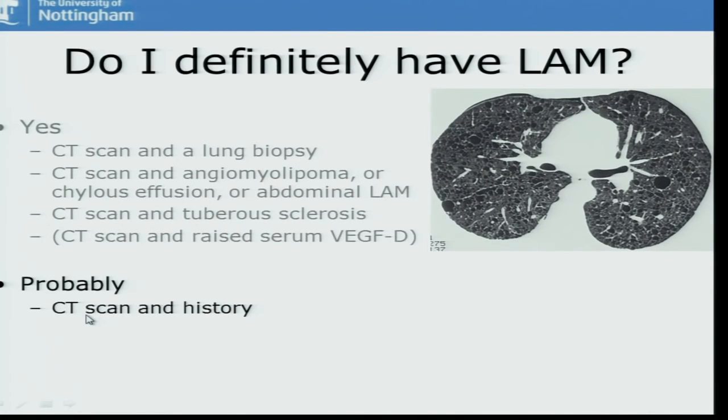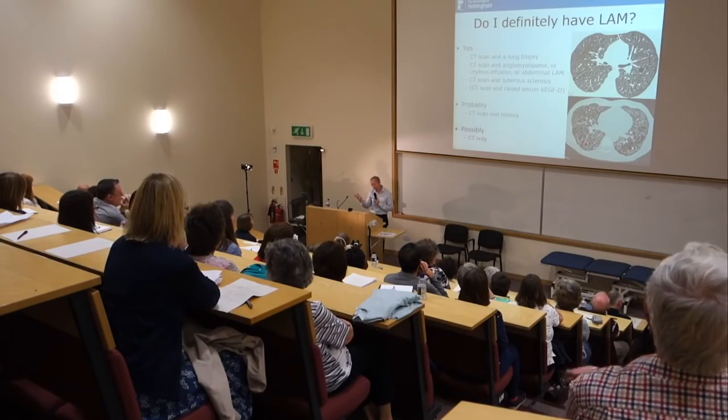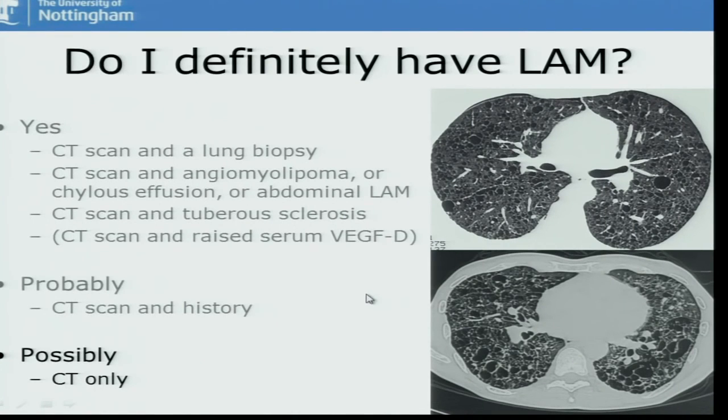If you've just got a scan that looks like that, but you're a woman of about the right age and things seem to fit, you've probably got LAM, and sometimes we don't actually do a lung biopsy to confirm that, but if we want to know for sure, very often we have to do a lung biopsy. If you've got a CT scan that shows lots of holes, but it doesn't look completely like LAM, then we call that possible LAM. Now this CT scan, as you can see, there's quite a lot of holes in the lung, but actually this person has Langerhans cell histiocytosis, which is another cystic lung disease. At first glance the two scans look fairly similar, so sometimes we do need to do biopsies to differentiate between different lung diseases.